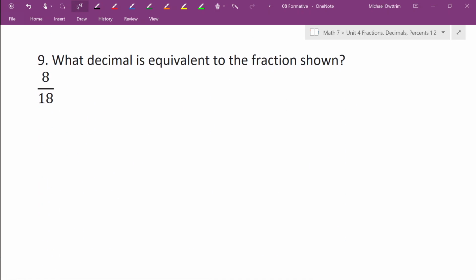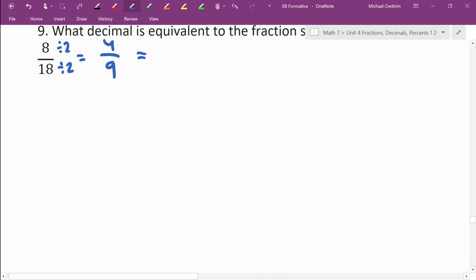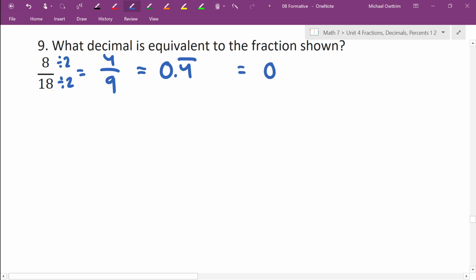What decimal is equivalent to this fraction? Well, again, I can't make the bottom into 10, 100, or 1,000. I can, however, simplify here by dividing top and bottom by 2. And the reason I want to do that is it gives me a 9 on the bottom. Since I have 1 9 on the bottom, I'm going to have 1 digit repeat, and that's going to be my 4 from the top. That's repeating. So 0.4 repeating. And again, this is 0.4444 dot dot dot, 4s forever. But normally we just write that as 0.4 repeating.